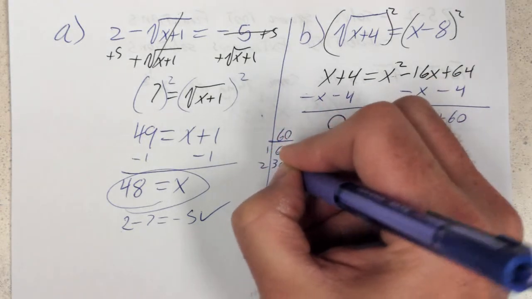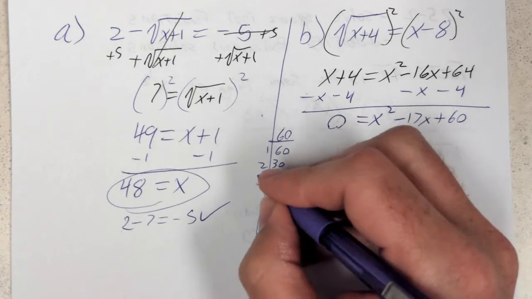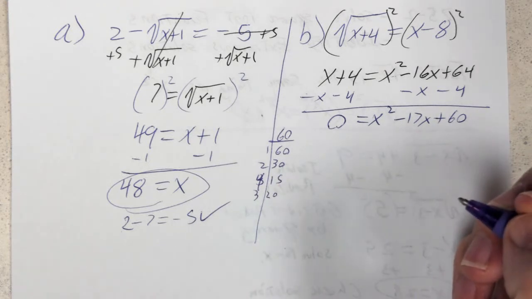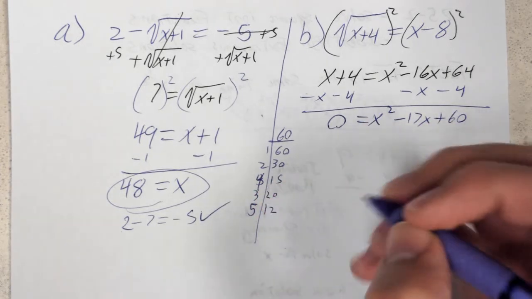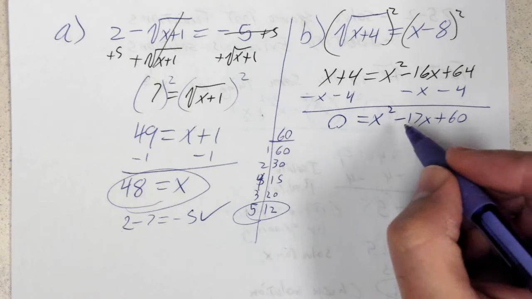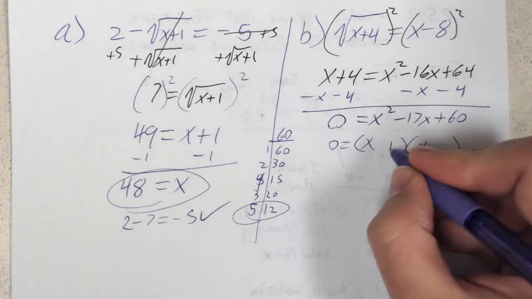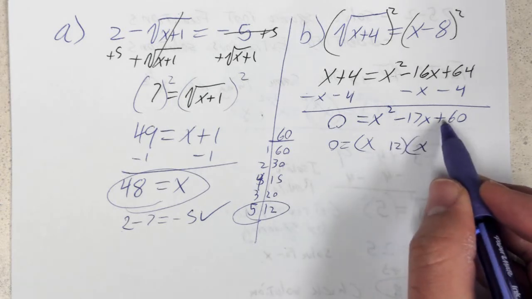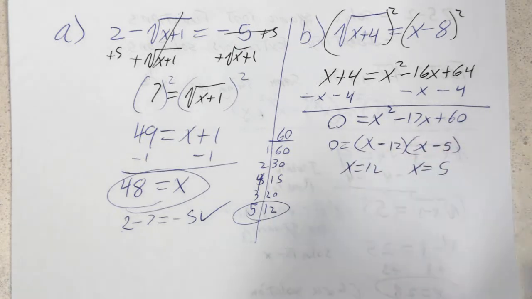All right, and again, you might do quadratic formula, or if you know things that multiply to 60: 1 and 60, 2 and 30, 3 and 15. No, that's not right. 4 and 15. 3 and 20. 5 and 12. And that's our winner, 5 and 12, because 5 times 12 is 60, 5 plus 12 is 17. So 0 is equal to, and then they both need to be negative so they add up to that, and so that when they multiply, they make a positive. So x is equal to 12, and x is equal to 5.